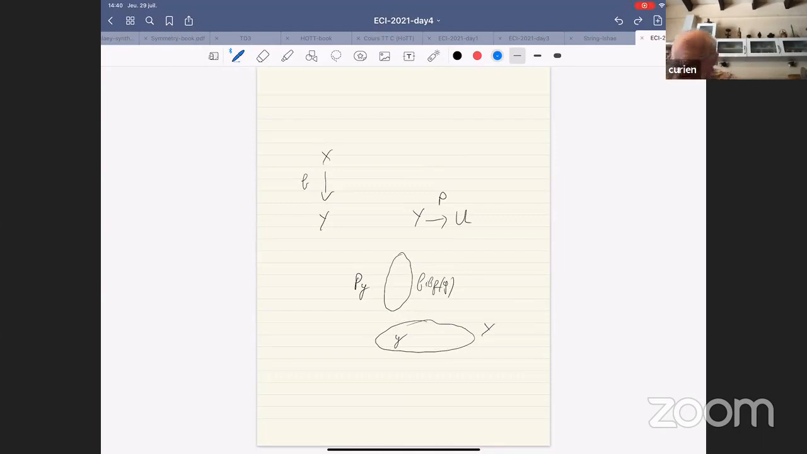So the Grothendieck equivalence is really about trying to match two different pictures. So there's this picture here of a type family, which I represent with a horizontal arrow like this.